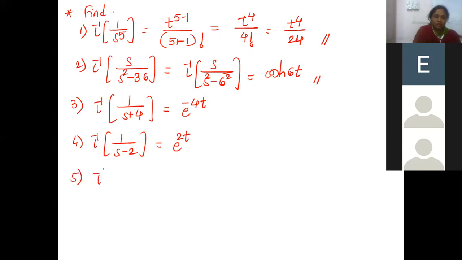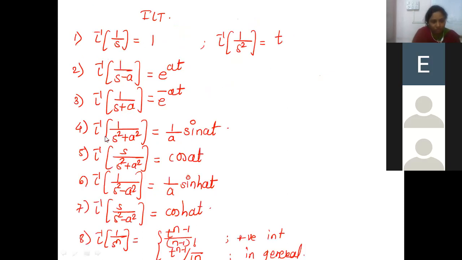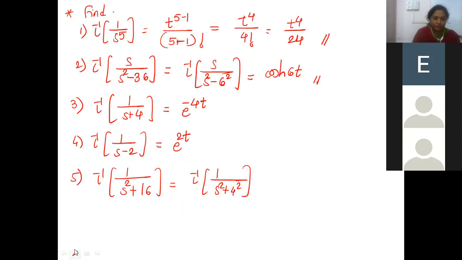Right? So Laplace inverse of 1 upon s square plus 16. That is Laplace inverse of 1 upon s square plus 4 square. Which formula? 1 upon s square plus a square. What is that? 1 upon a sin at. So that is 1 upon 4 sin 4t. Correct. 1 upon 4 sin 4t.